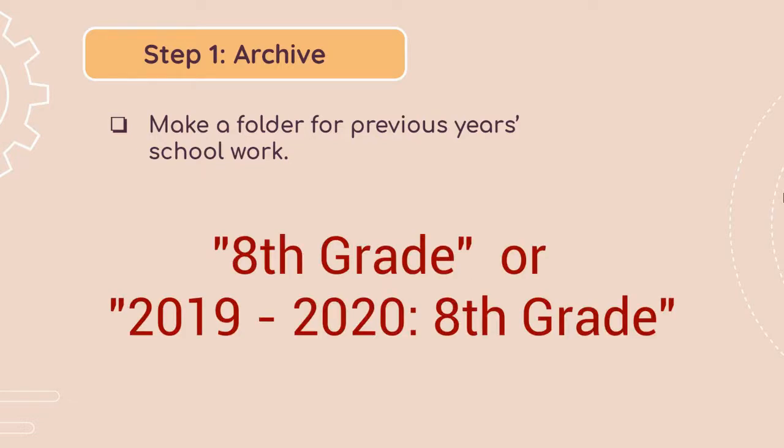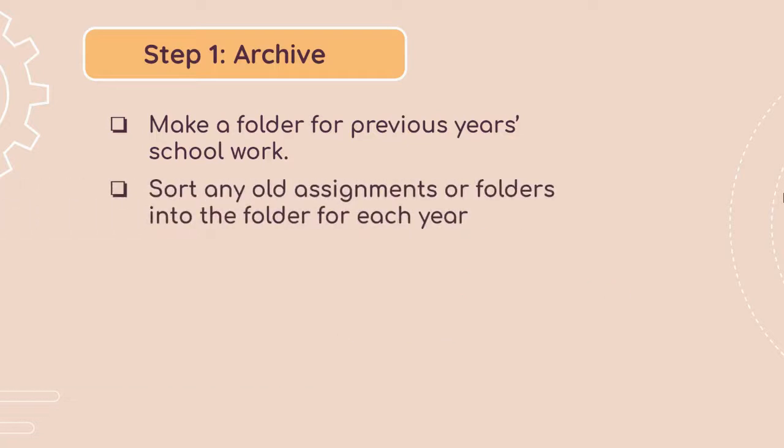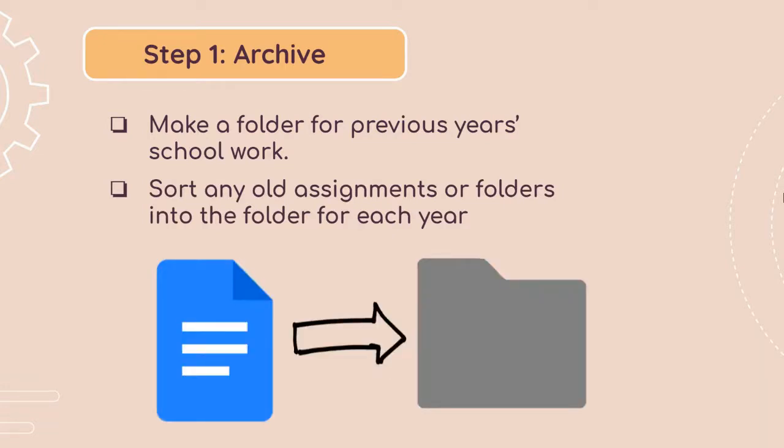You can name it after the year. So if this year is 2021, last year's school year would be 2020. So you can name it by the year or the grade. Either one would work. And then what we're going to do is start to sort any assignments or folders into the folder for each year. So all of the old stuff floating around that you see, you're going to decide what school year you think that's from and sort it into the appropriate folder.